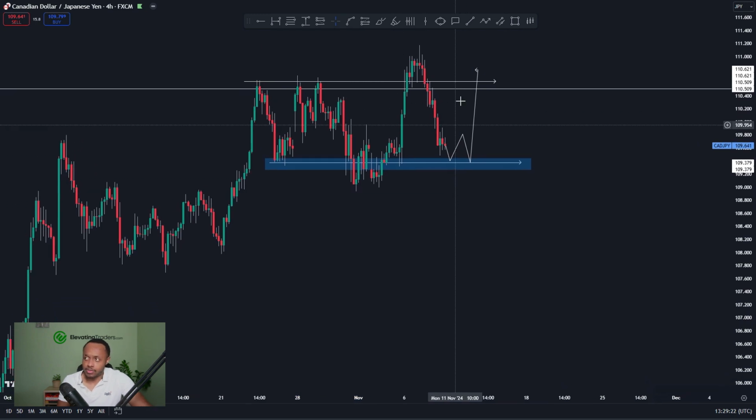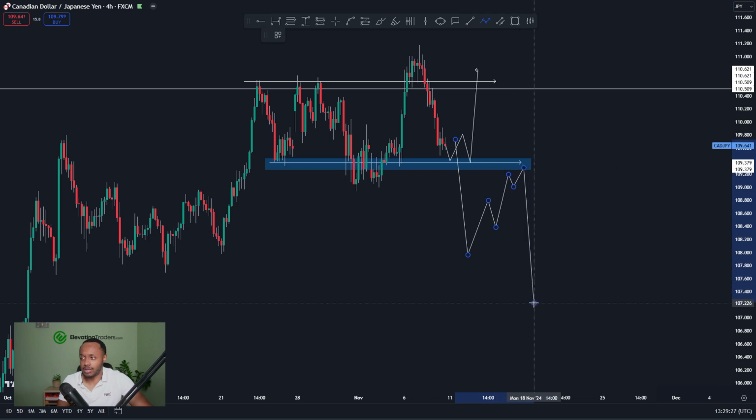On the flip side, if we were to break structure and break through this low here, I would be looking at sell opportunities, and that to me would be a sign that, okay, that rejection on the weekly is serious.